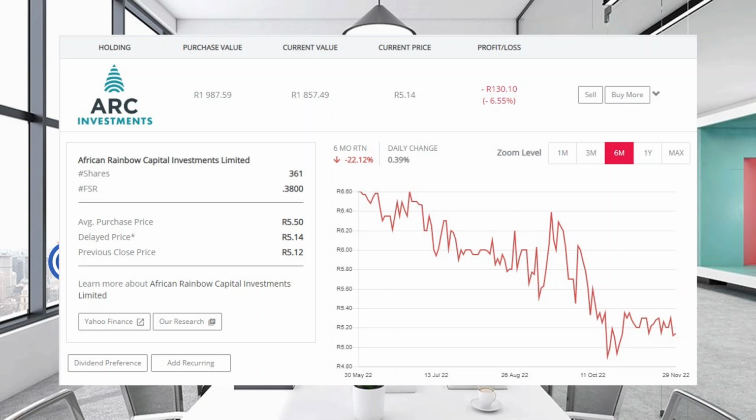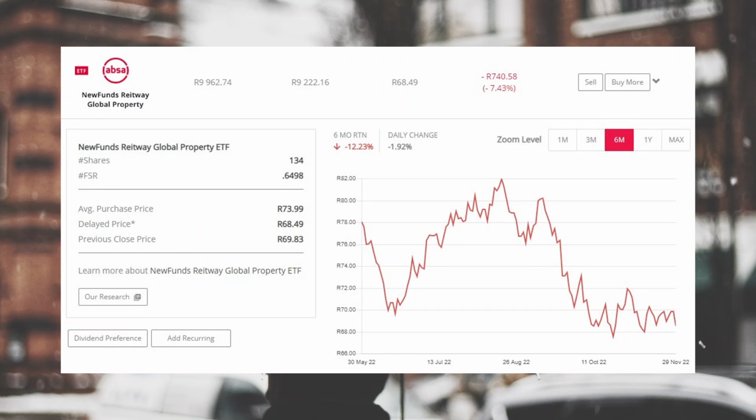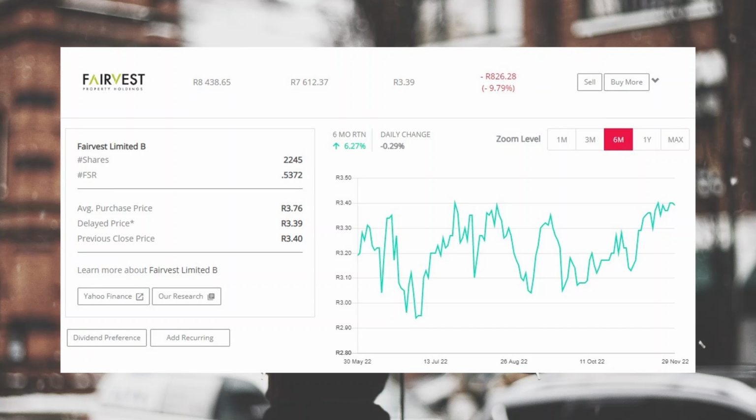African Rainbow Capital is down 6%. Nothing too major because that's only 130 Rand, and I believe in Rain and Time Bank long term. Alright, now these next three are where it hurts. We have Reitway Global Property at 7% loss and Fairvest Property at 9% loss.